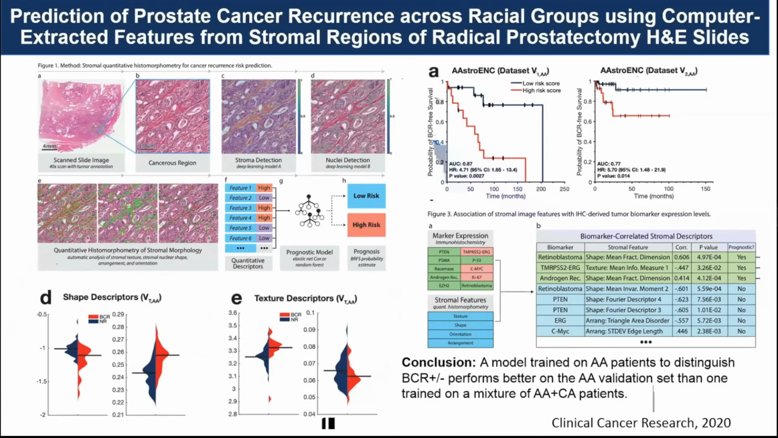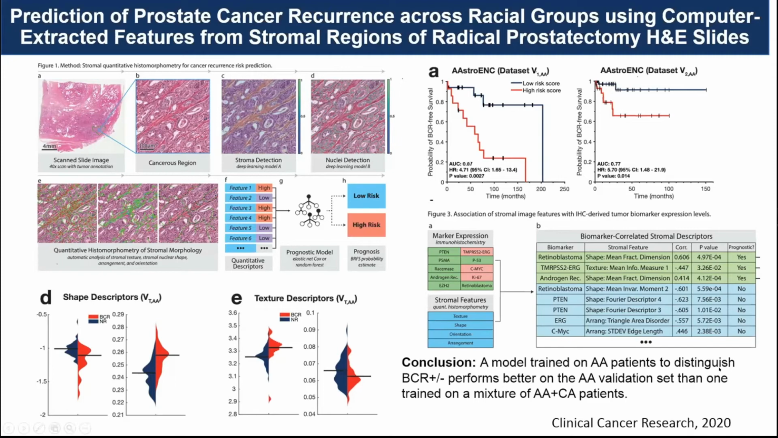In this time of social unrest and racial inequity, one of the questions we've been asking is, well, what can AI do to address questions around health disparity and racial equity? One of the questions that we wanted to try to understand with AI was why prostate cancers tend to be more aggressive in African American men compared to Caucasian American men.